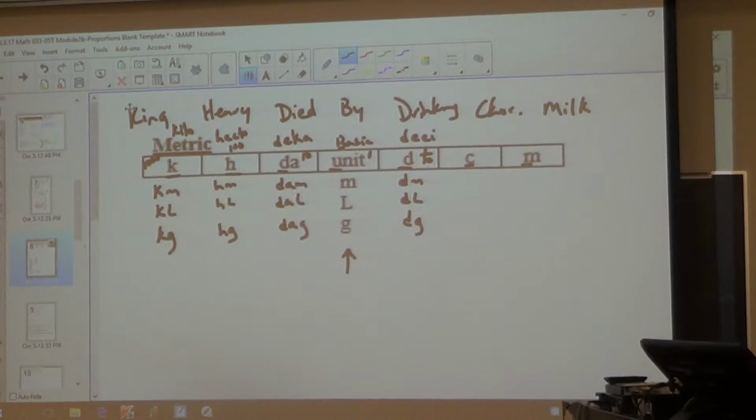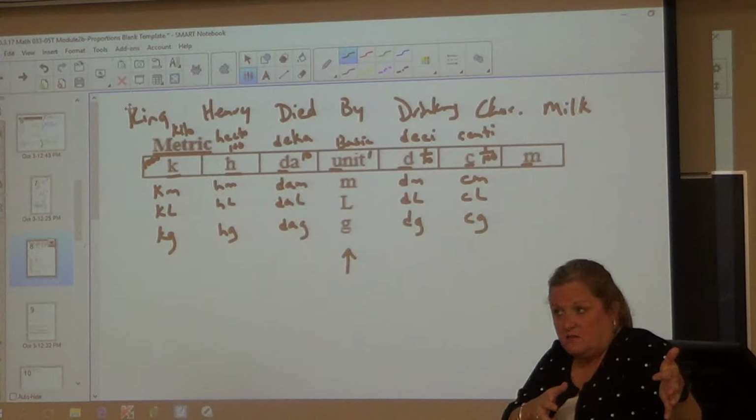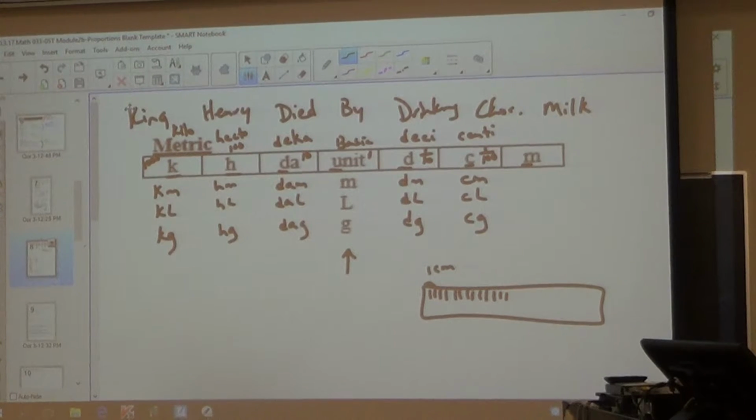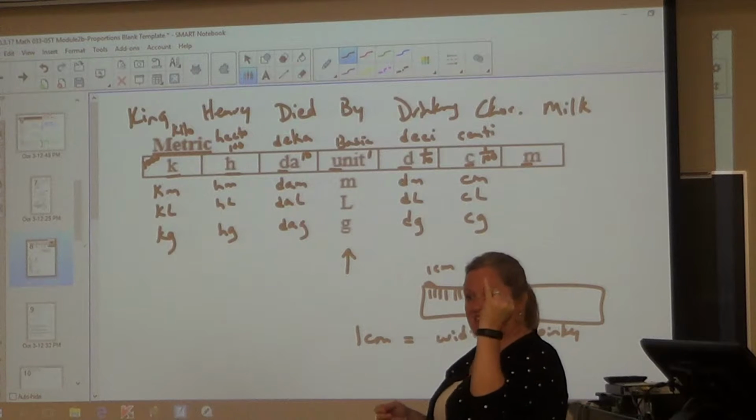Okay, centimeter. We have centimeter, centiliter, centigram. This is centi. That's going to be 1/100. If I take that meter stick and divide it into 100 pieces, a centimeter, we've all seen rulers that have these little lines on them. That's 1 centimeter. 1 centimeter is about the width of your pinky. Now I know some of us have chubby fingers, but the average pinky is about the width of a centimeter.